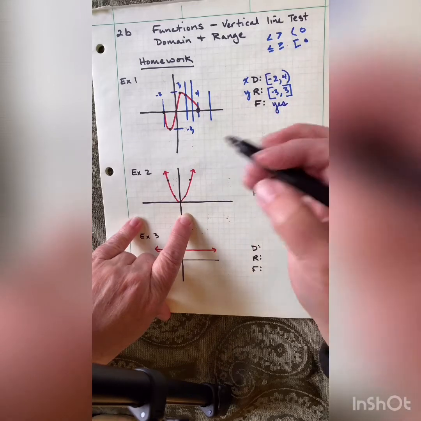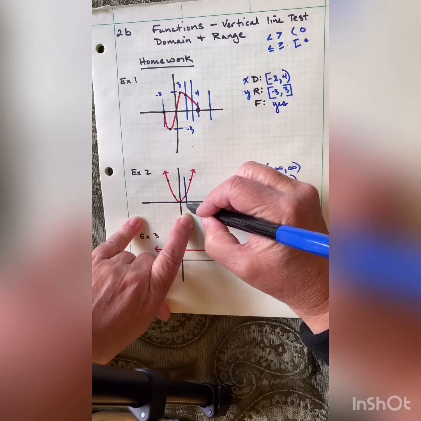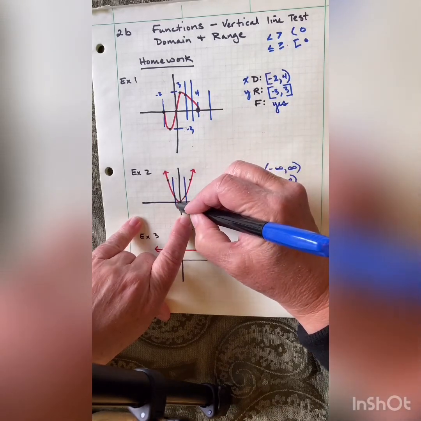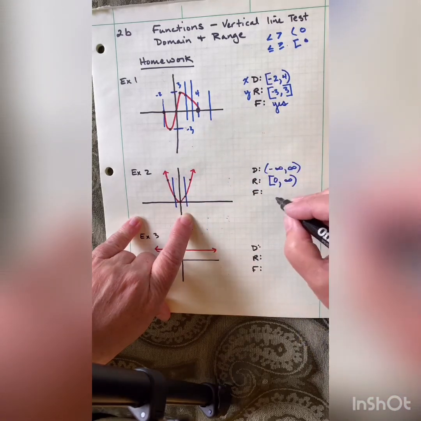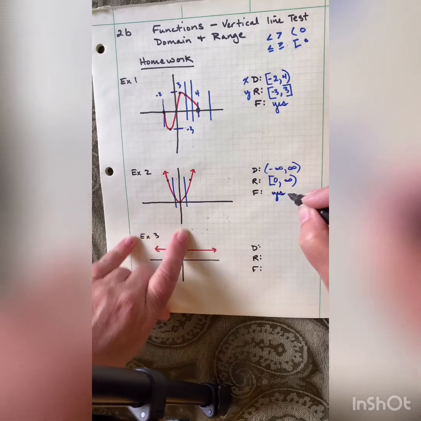Let's take a look at this one down here. Draw my vertical line, hits once. Draw my vertical line, it hits once. Anywhere along there, it's only going to hit once. So yes, it is a function.